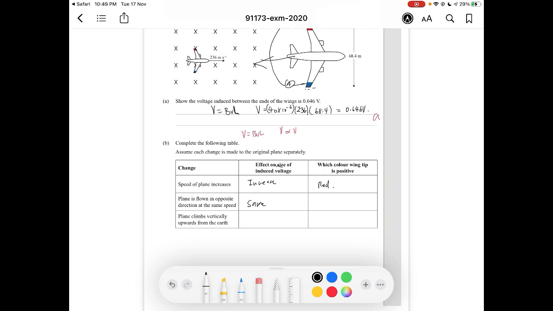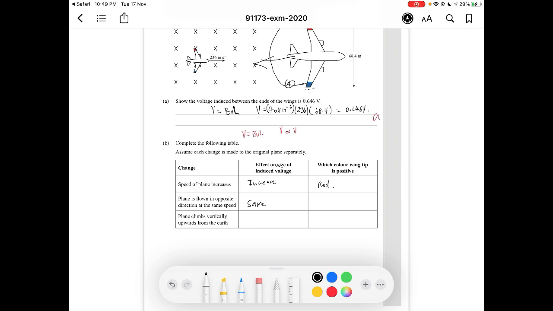You'll see that the thumb is pointing in the downwards direction now. If there's a closed loop, current is flowing in a clockwise direction. Therefore, the bottom tip will become positively charged. That's assuming that the plane does not turn around in a circle and just goes directly backwards. However, some students have also argued that the plane needs to turn 180 degrees in order to fly the other way.